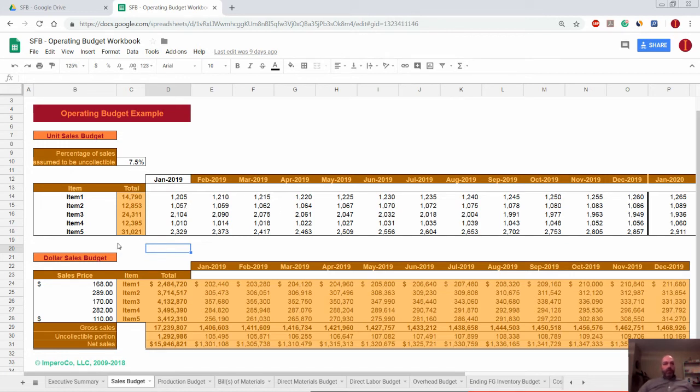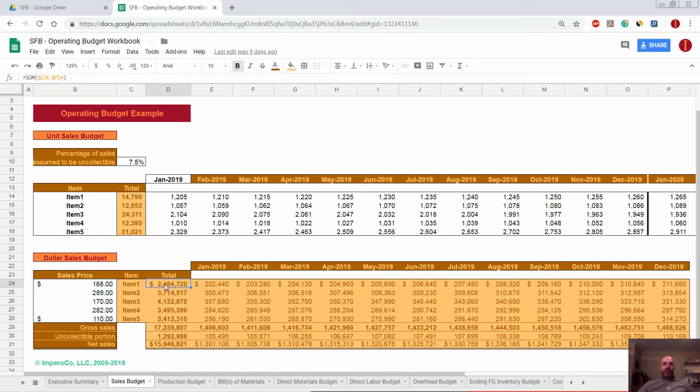After we have the units entered, we move down to the dollar budget, which is taken from units to dollars based off of this average sales price. Now, sales prices can change throughout the year, of course. They rise, fall, sales happen, markdowns. For the sake of simplicity, it's assumed that there would be an average sales price entered here over the course of the year for each individual item.